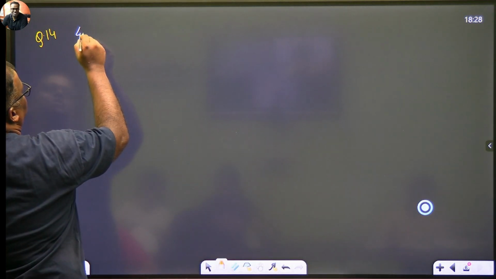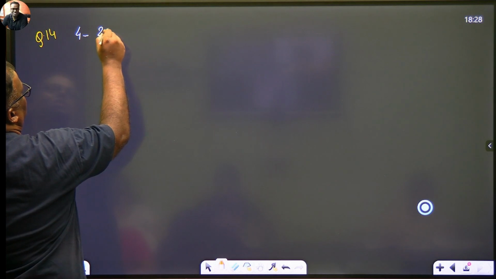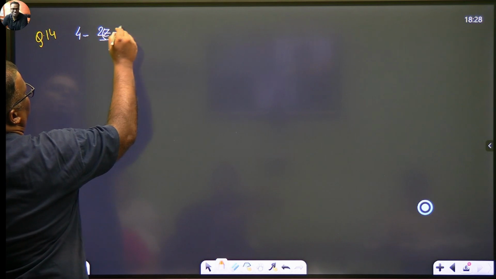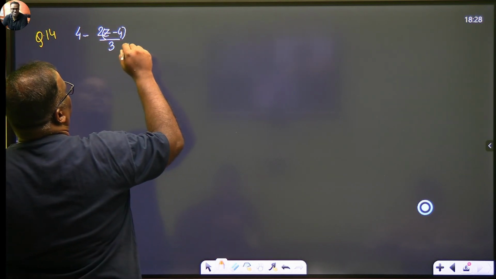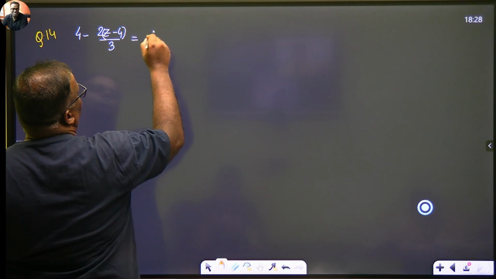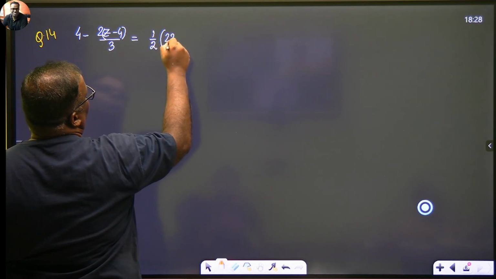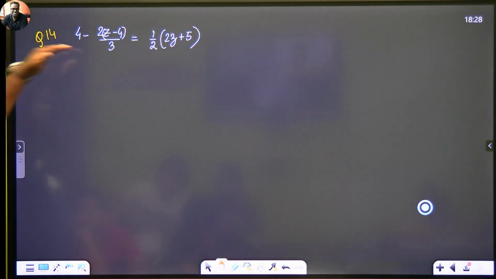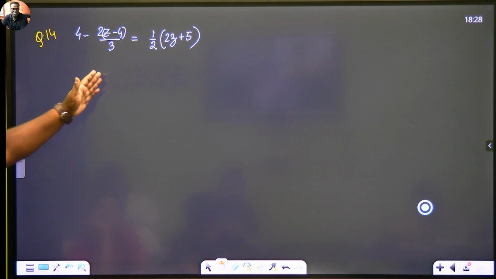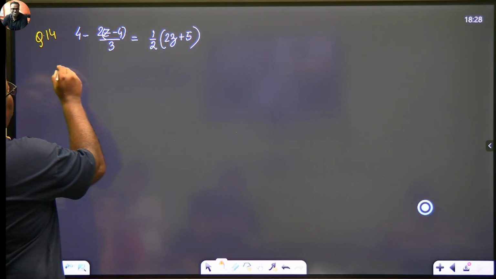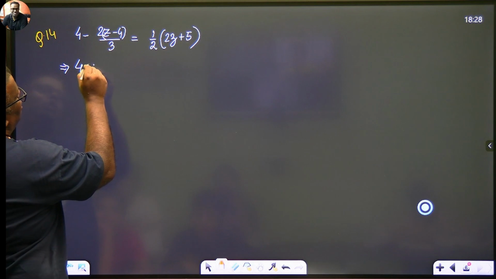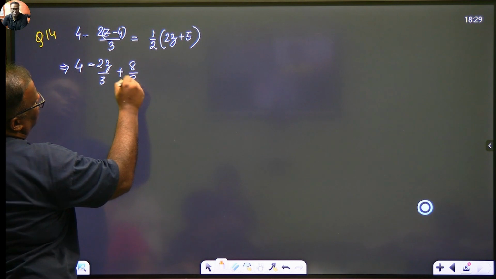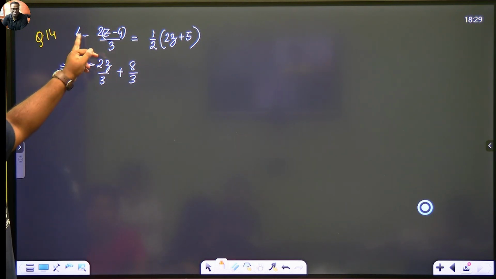4 minus (Z minus 4 by 3)... Z minus 4 पे ब्रैकेट है. Okay, by then equals to 1 by 2 into (2Z plus 5). ये है क्वेश्चन. देख लो एक बार. अगर ये गलत है, इट्स GIGO. गार्बेज इन विल गिव यू गार्बेज आउट. करेक्ट है. अगर ये सवाल है तो 4 अकेला है, -2z/3 है और +8/3 है. इज दिस करेक्ट? -2z/3 +8/3.